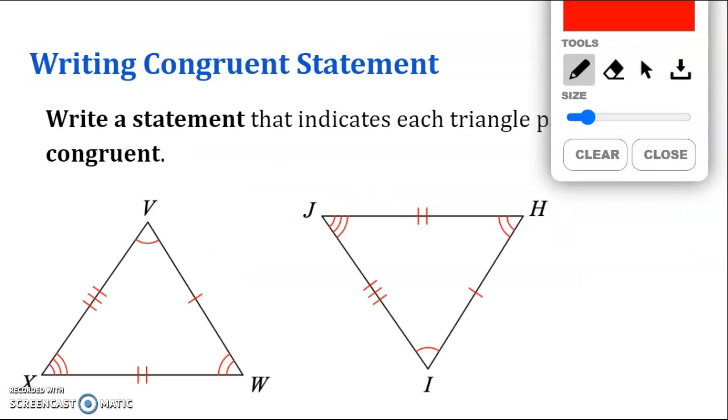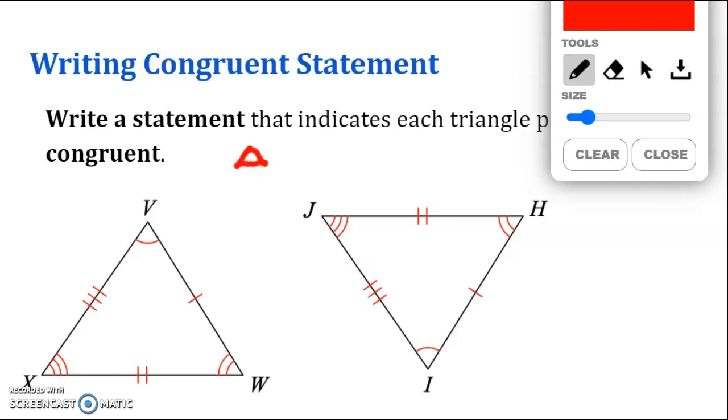Okay, let's do some practice. So this time, given these triangles and the notation, you're going to write the statement that indicates each triangle part is congruent. So in this case, are the triangles congruent? First of all, yes they are, because all the corresponding sides and the angles are congruent. Okay, so then we need to write the congruent statement.